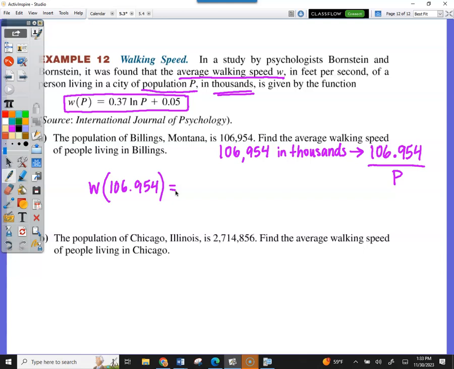So how do I find it? Plug it into the function: 0.37 ln P. So we just had to change the format. Other than plugging it in, you just have to be careful. If you plugged in 106,954 as if it was a comma, hopefully you would realize the number you got was ridiculous.